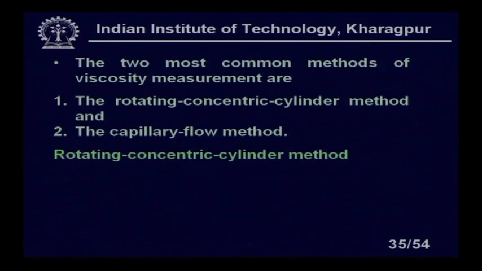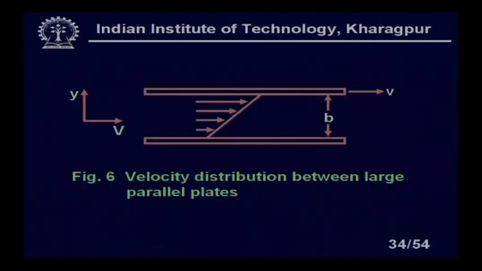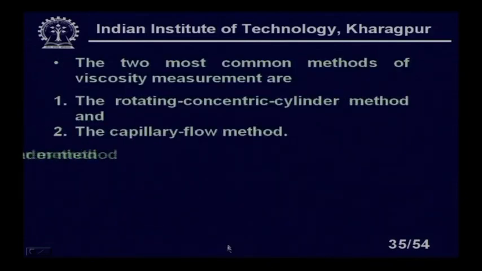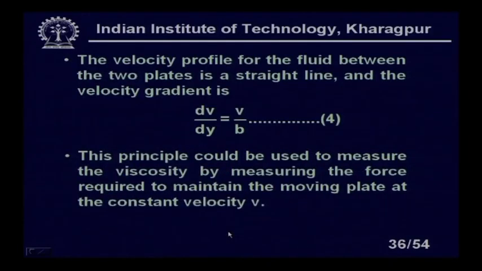Let us go back. You see this is the separation between the two plates, this is b, this is the stationary plate, this is the moving plate, and you see this is a straight line, right. The velocity profile for the fluid between the two plates is a straight line and the velocity gradient is dv by dy equal to v by b. Equation number 4. The principle could be used to measure the viscosity by measuring the force required to maintain the moving plate at the constant velocity v.